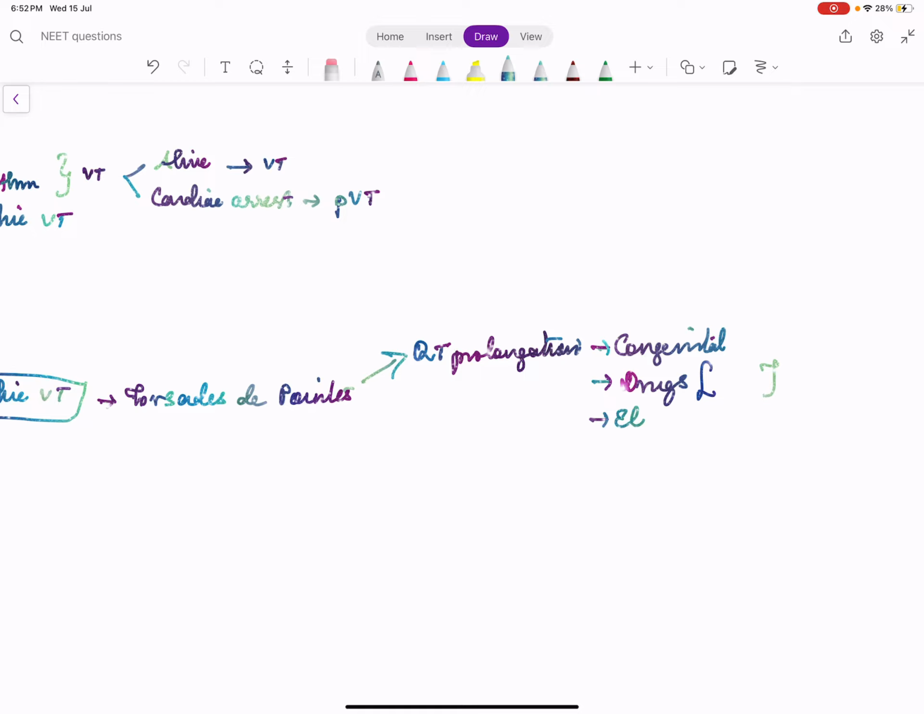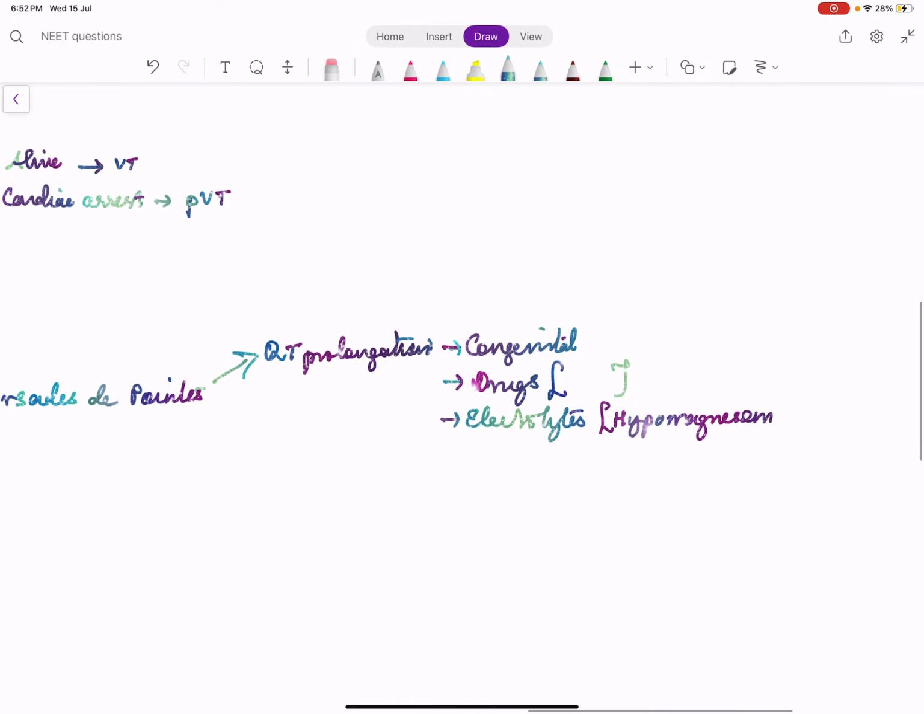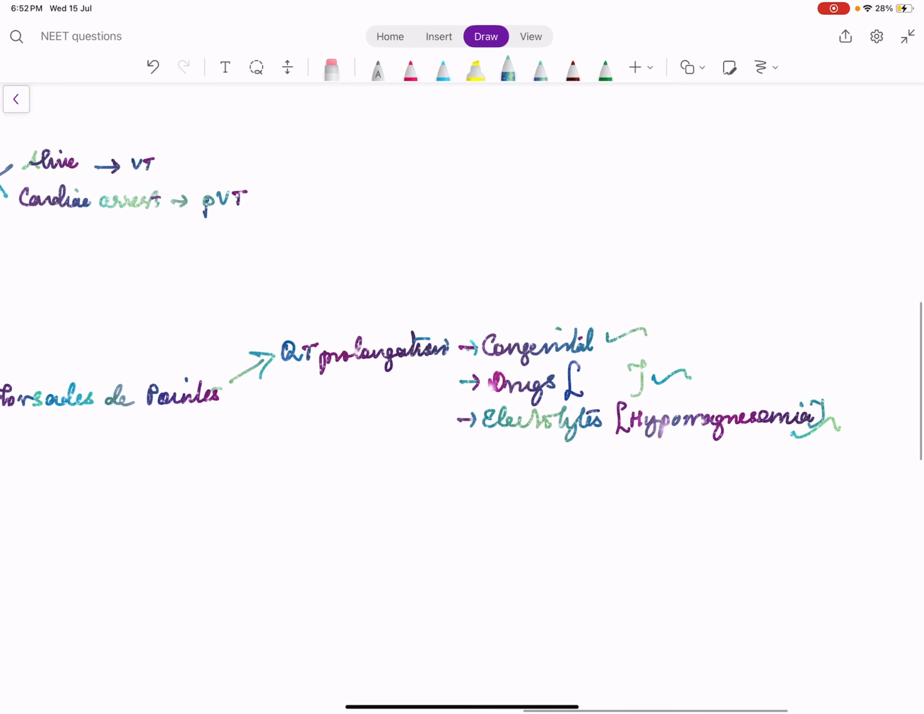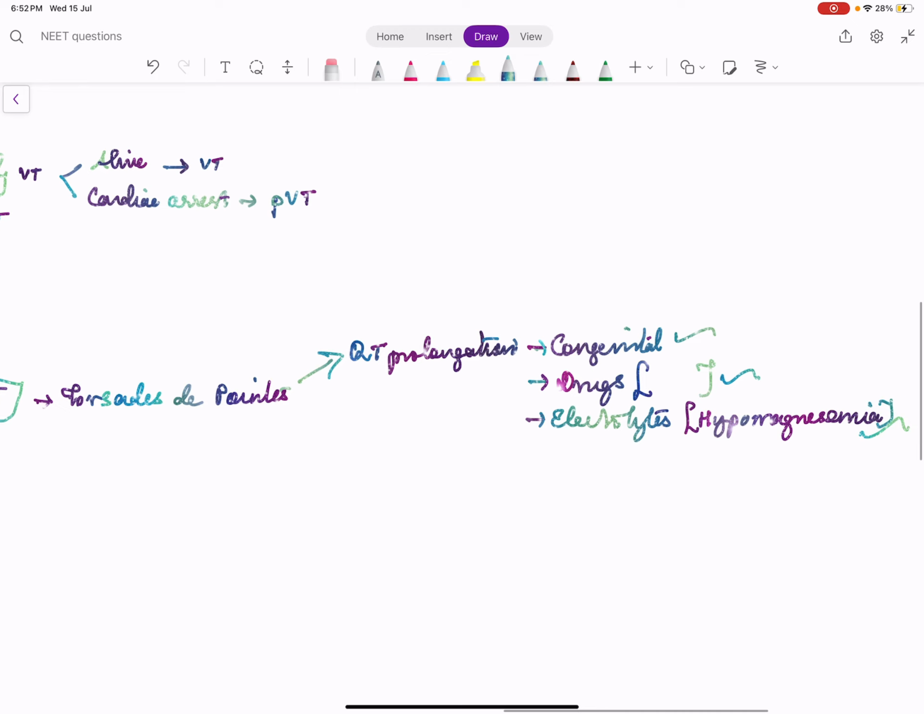Then some electrolytes, for example, hypocalcemia, hypomagnesemia. There are still many more causes, but please remember there are congenital causes of QT prolongation. Some drugs can cause QT prolongation. Some electrolyte abnormalities can cause QT prolongation.